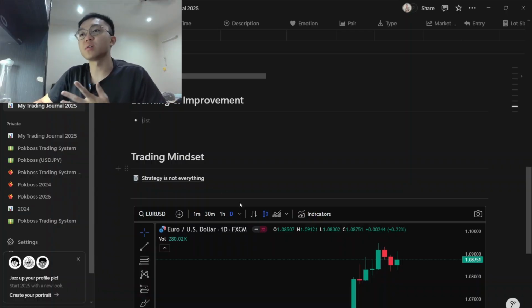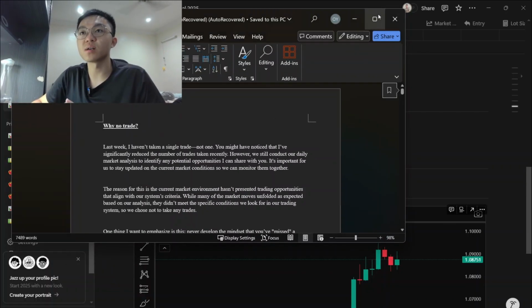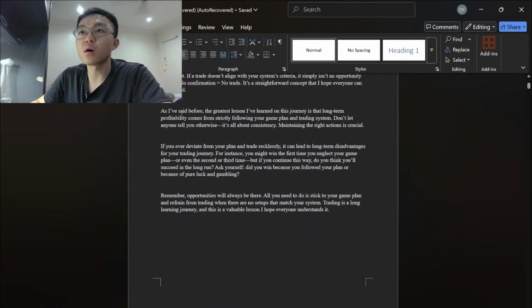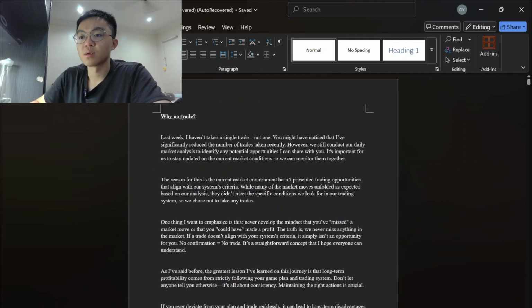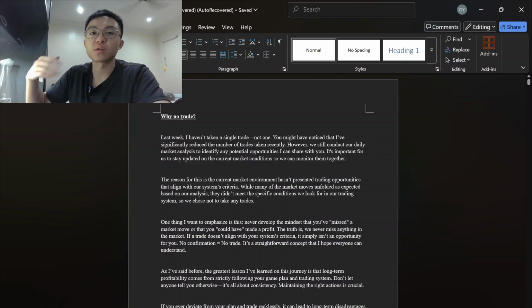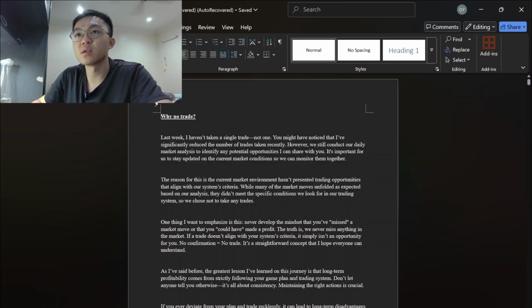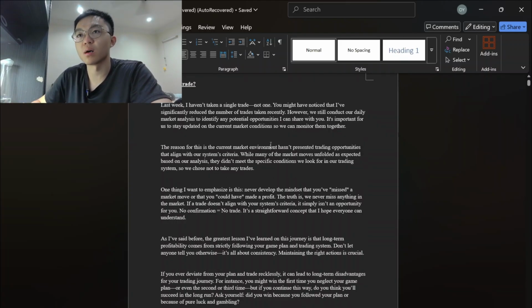For me, I personally write it down in my Word file over here. I have all this trading mindset over here. It's all long paragraphs and articles. I got all these different ideas from listening to different traders, books, and traders that I have met online or offline. So it's all running, by the way. You can see the first one, why no trade? Why I did not take a single trade? Last week I haven't taken a single trade. I have a lot of things here.